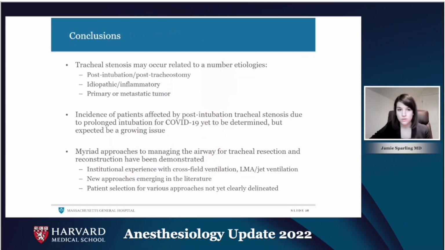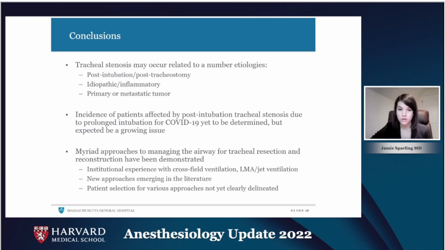So to conclude, we've seen that tracheal stenosis can occur related to a number of etiologies, most importantly post-intubation or post-tracheostomy, which may be emerging as patients recover from COVID pneumonia. It may also occur due to idiopathic or inflammatory causes or as a primary metastatic tumor. The incidence of patients that have been affected by post-intubation tracheal stenosis due to COVID is yet to be determined, but we expect it to be a growing issue, highlighting the need for anesthesiologists to be prepared.